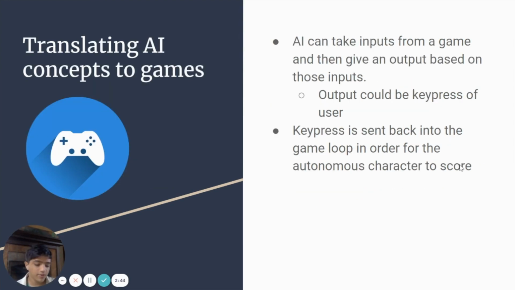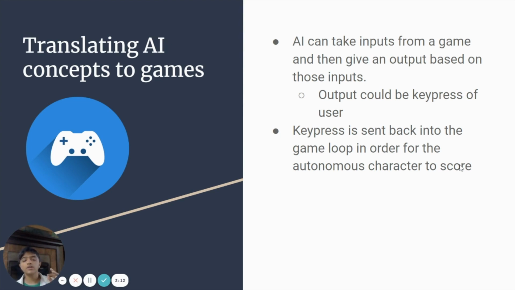Translating this to games is pretty simple. In any game, it has different features. And so what you'll do is the AI will get fed inputs from a game. So for example, if we use Flappy Bird, a very common game, we can give the bird's velocity, their vertical position, and also the distance to the next pipe. And those inputs can be given to the AI along with other inputs to calculate an output.